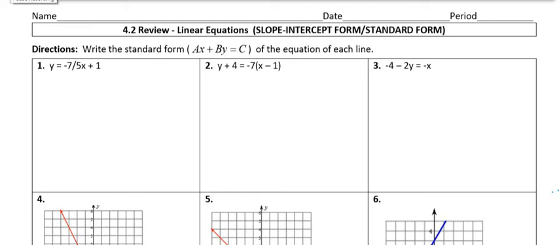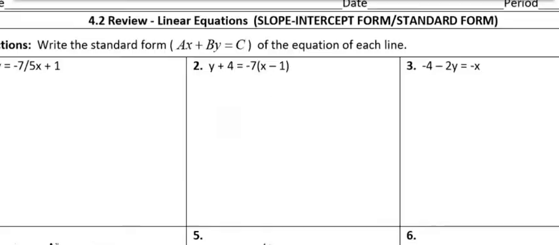We're going to be looking at the 4.2 review worksheet today over linear equations or linear functions. So we're going to look at slope-intercept form and standard form. Now the directions say on this first part you're going to write in standard form, which is ax plus by equals c, the equation of each line.